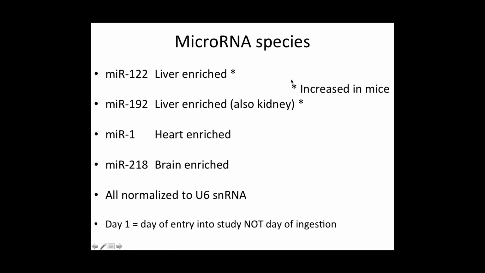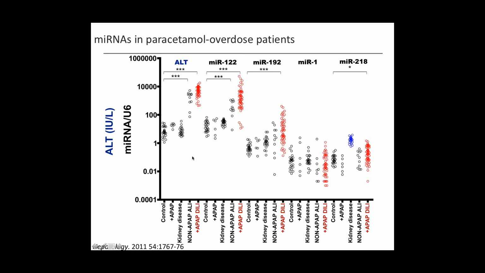The microRNAs we looked at were miR-122, which is the microRNA expressed in the liver that had the highest fold change in the mouse. We also looked at miR-192, which is another liver-enriched microRNA, and 2 controls, a heart microRNA and a brain microRNA. And what we found in a nutshell was that miR-122 was highly upregulated in the plasma of patients with liver injury.